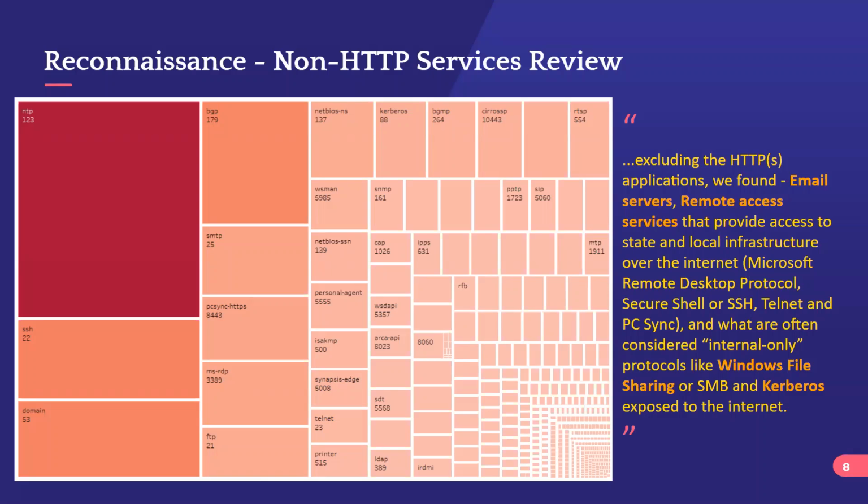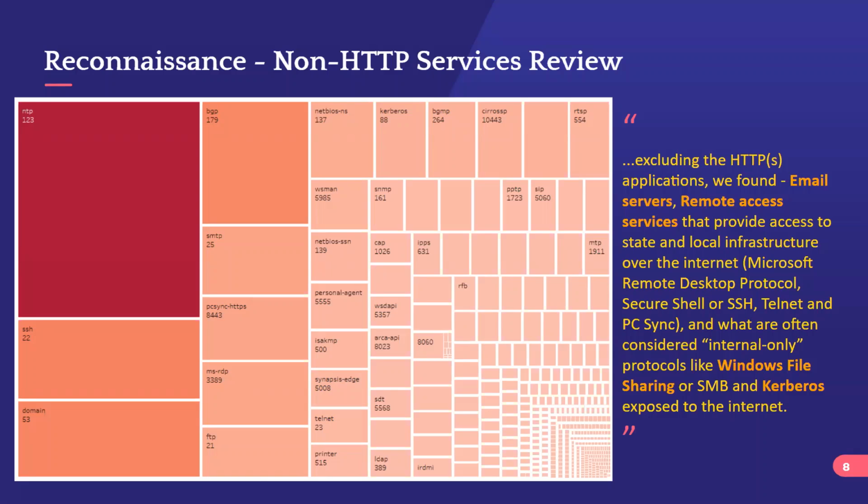Very shockingly, we also saw some of the internal-only ports, things that we never think will be connected to the internet. For example, SMB and Kerberos. And if you know, recently there was the Zerologon vulnerability that came out for Kerberos. So that was pretty shocking as well.